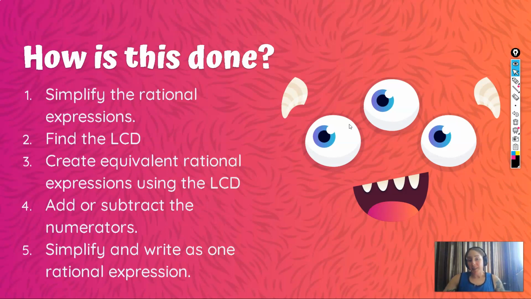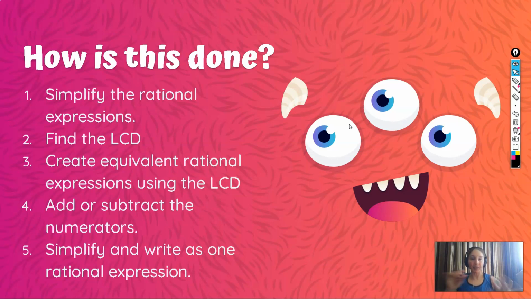So how is this done? Let's do a quick review. First, if your rational expression is not simplified, simplify it to make your life easier. Sometimes you can knock some stuff out and deal with a simpler rational expression instead of a more complex one. Step 2, find the LCD. We need to find the least common denominator for every rational expression that we have, which really means every term. And then we're going to create an equivalent rational expression using the LCD.